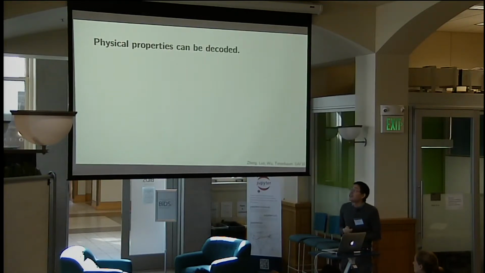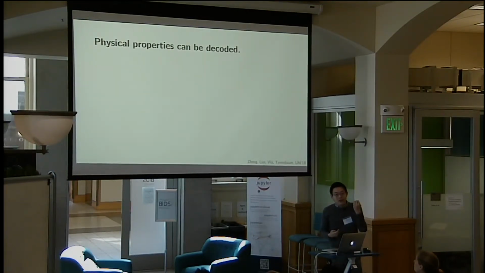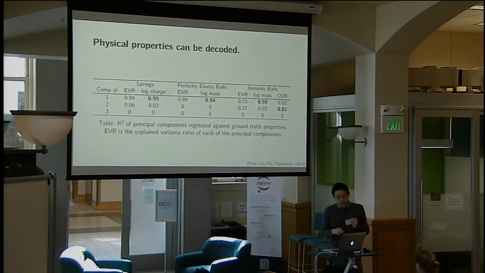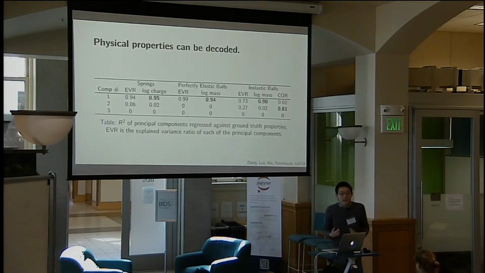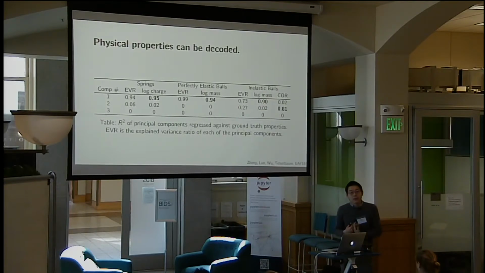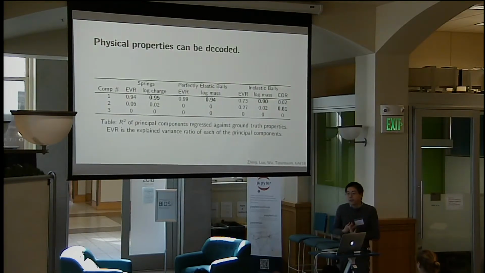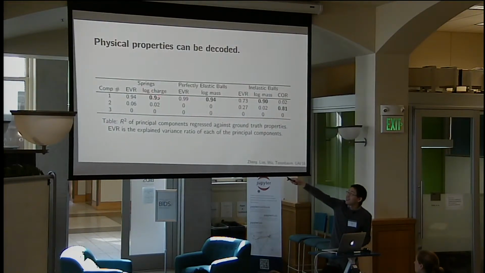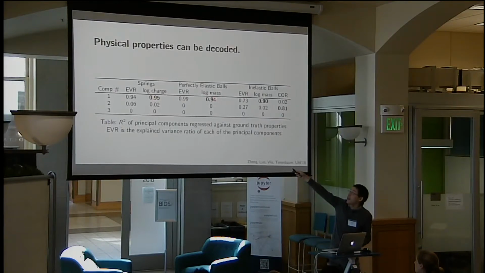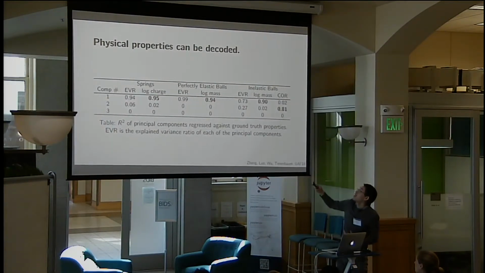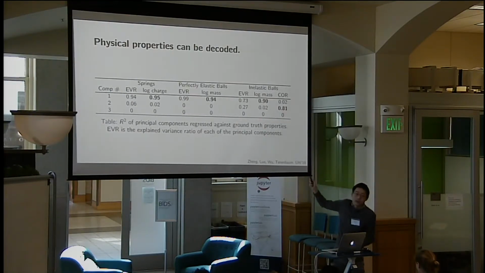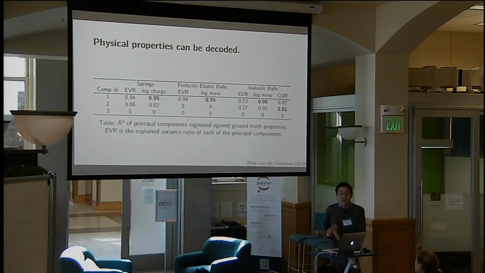And we actually find out that physical properties can be decoded from the learned model representation. So we just take the representation learned for each particle by this model and apply a simple PCA, principal component analysis, on it, and realize the first and second principal components have a very strong correlation with the governing underlying physical properties. So in the spring case, the first component is basically aligning with the charge. And in the perfectly elastic balls, it's aligning with the mass. And in inelastic balls, the first principal component really aligns with the mass, and the second component is the coefficient of restitution. It really explains most of the variance we can see in the data.